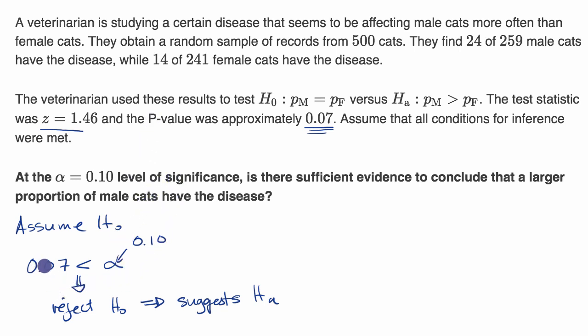And so on Khan Academy, there are some multiple choice questions like this. And so the choice that you would pick might be something like, because our p-value is less than our significance level, we would reject the null hypothesis, and that would suggest the alternative.